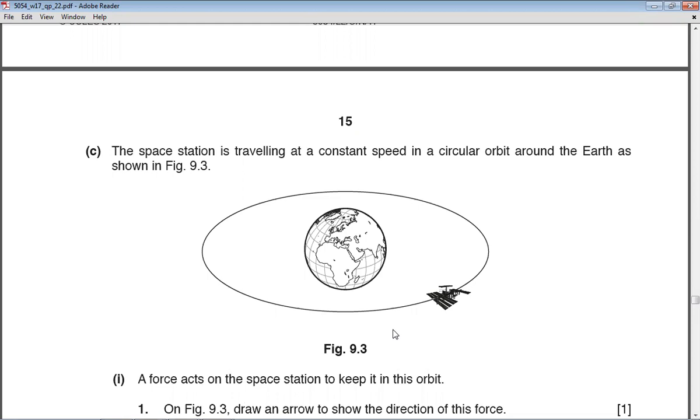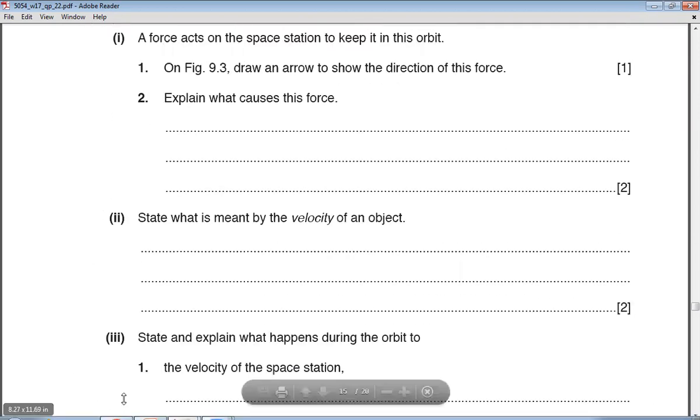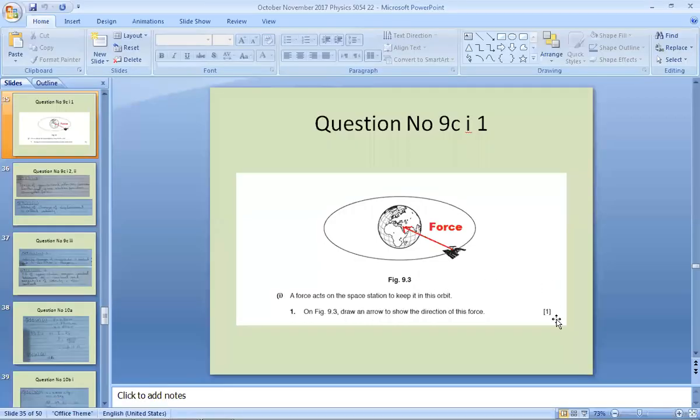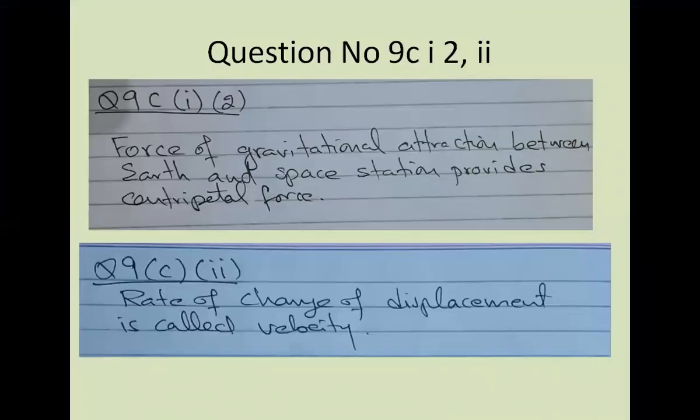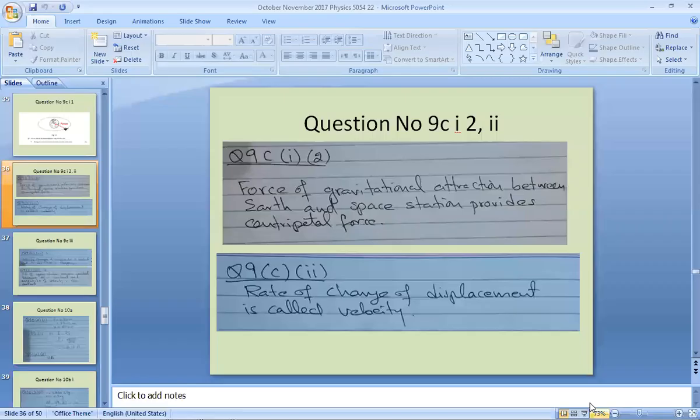And this is Newton's law of gravitation, that any two objects in the universe which have mass always attract each other. That is known as the gravitational attraction. So that centripetal force is being provided by the gravitational attraction between the satellite and the Earth. Okay, let me show you my written answer. The force of gravitational attraction between Earth and the space station provides the centripetal force. Hopefully you understand.